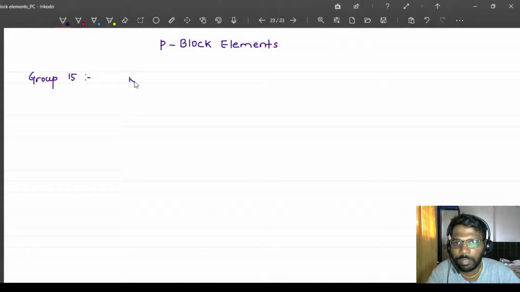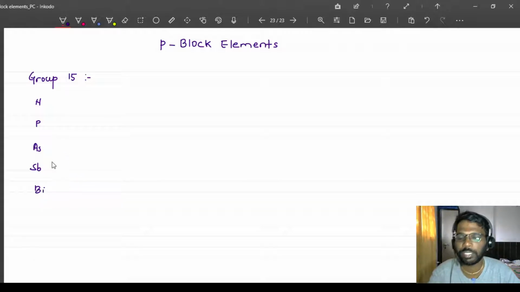It contains nitrogen, phosphorus, arsenic, antimony, and bismuth. These are the elements of group 15. First we are going to learn about the hydrides.